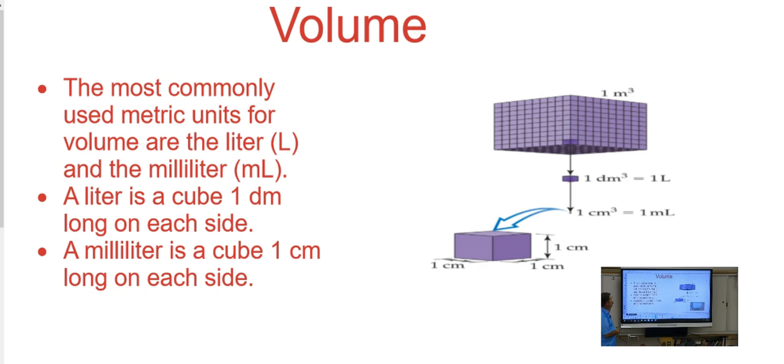All right, next up is just volume. And don't write this down, but volume, we typically define it by a milliliter. And a milliliter is a box that's 1 centimeter by 1 centimeter by 1 centimeter. If we have 1,000 milliliters, we have a liter.